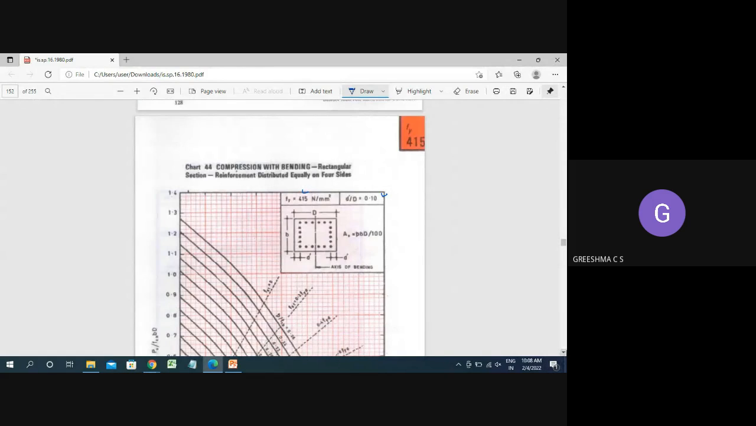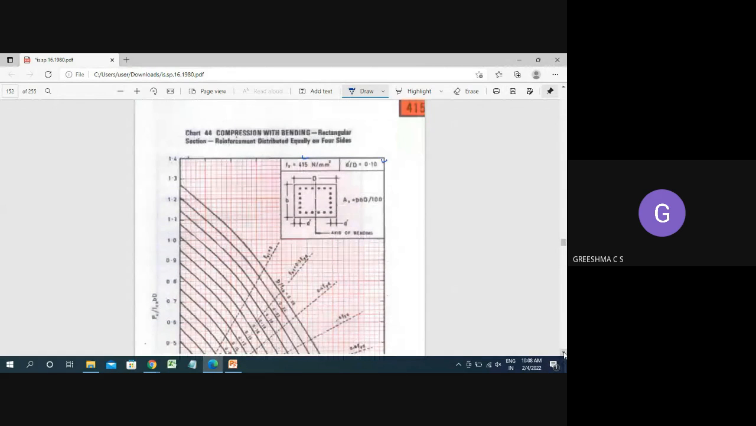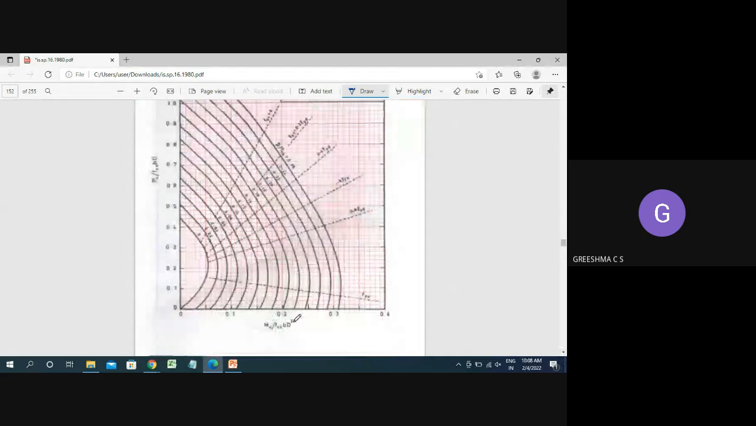Now find out mu divided by FCK BD square value. You have to find out. P by FCK value is 0.12. So this is the curve. Directly here we are having this curve, P is equal to 0.12 curve directly it is here. You can see, PU divided by FCK value is 0.325.